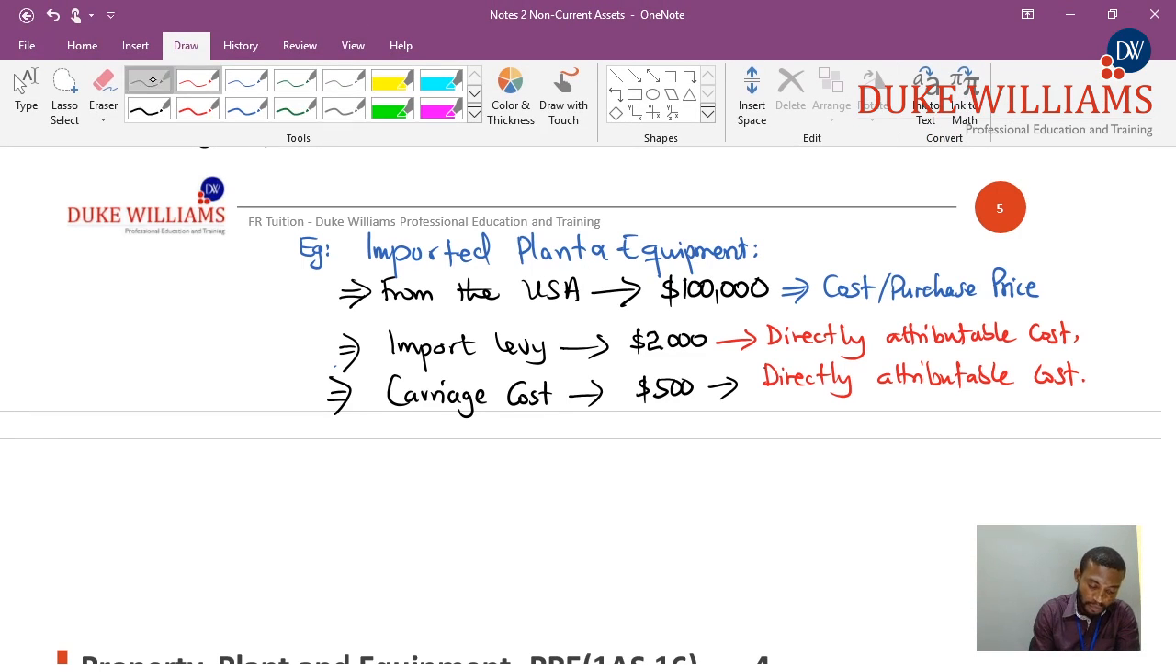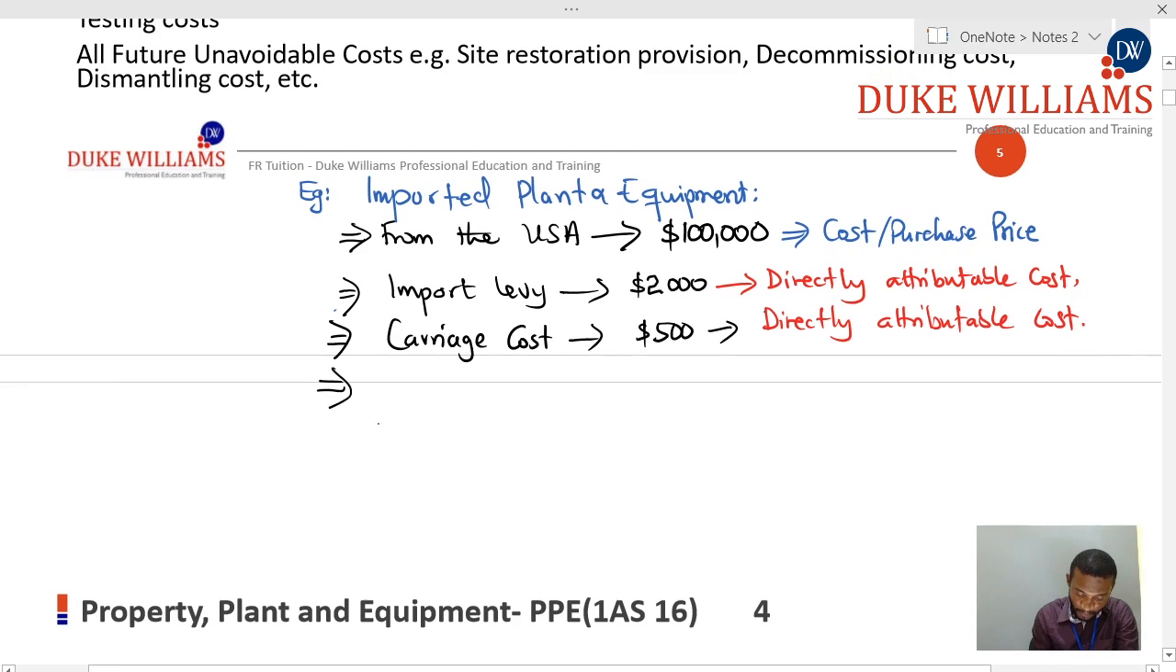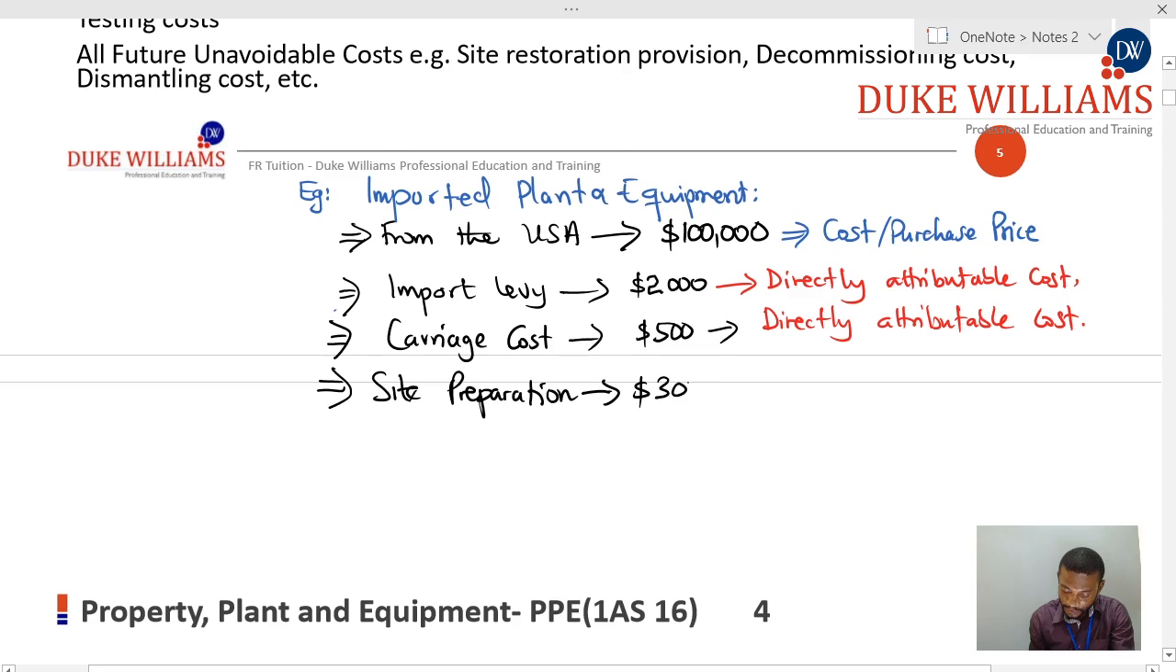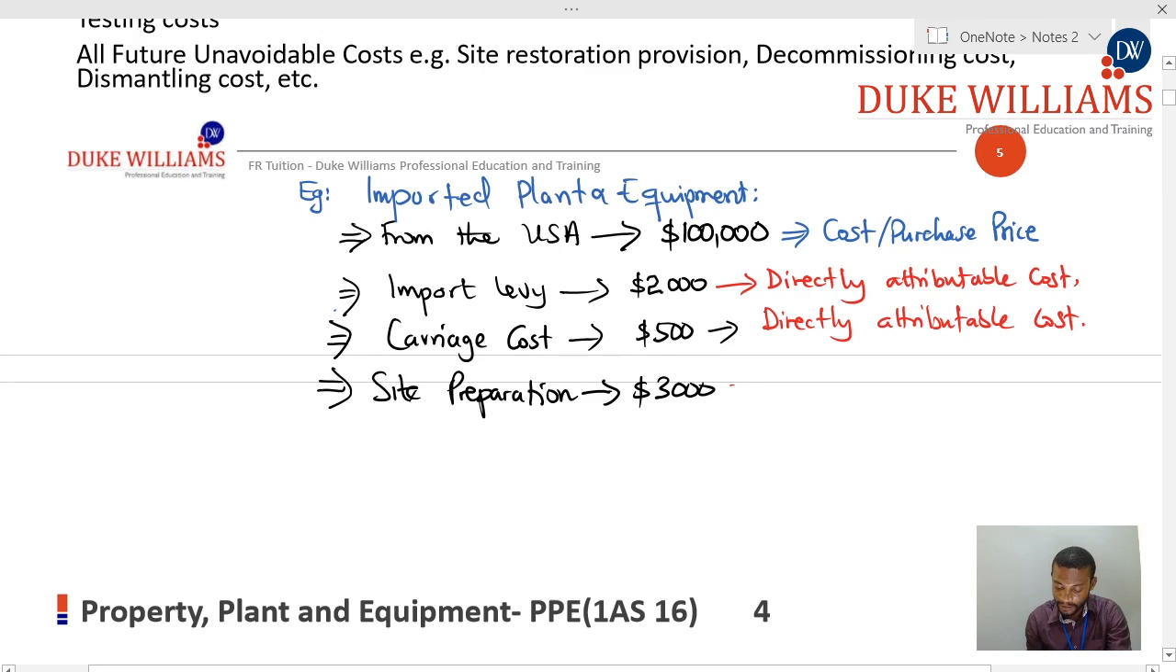Now, maybe before the machine came, we prepared a place. So we have a site preparation cost. So we have put up a small room or house, a shed sort of, to house it so that it is not exposed to the weather. And let's say we put up this one at a cost of $3,000. Again, it's an example of a directly attributable cost.